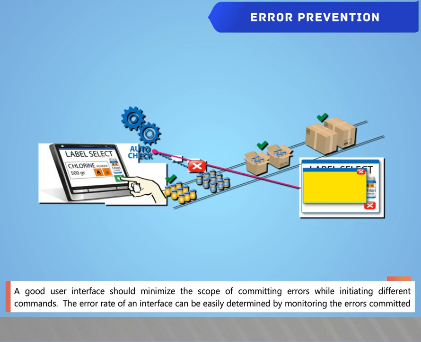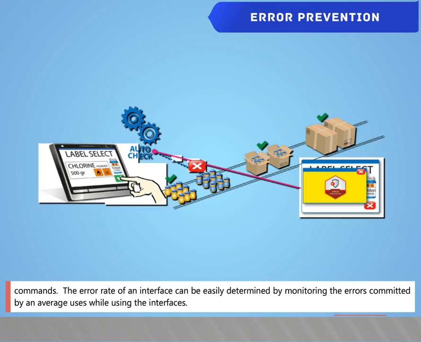Error prevention. A good user interface should minimize the scope of committing errors while initiating different commands. The error rate of an interface can be easily determined by monitoring the errors committed by an average user while using the interface.